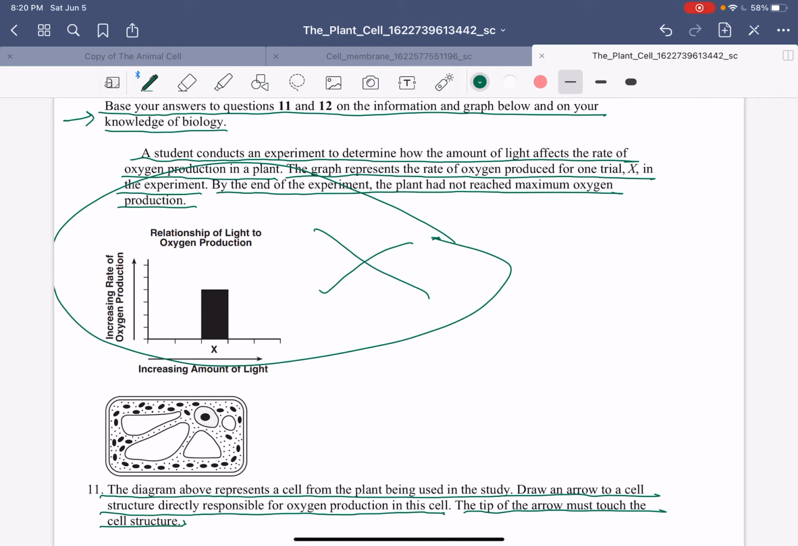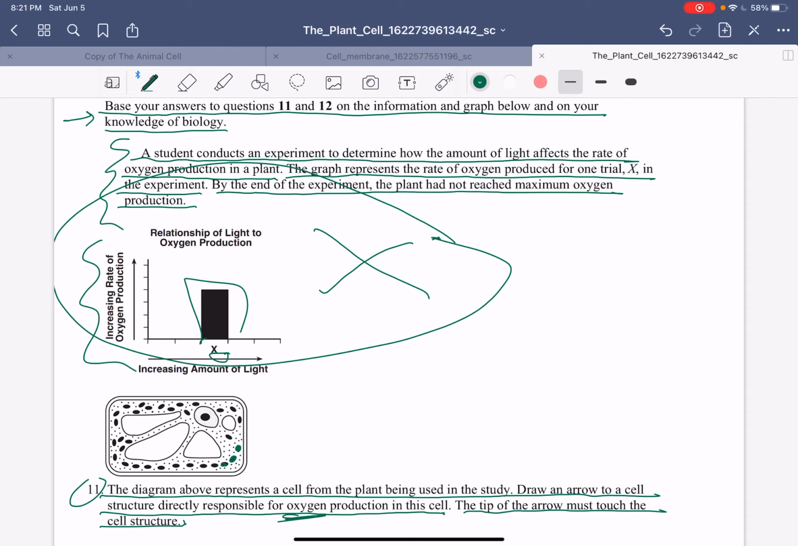Because, well, for question 11, this information might be needed for question 12. But I hate this. I hate when they have you get all nervous. Look at this graph, look at this X, look at this structure, when at the end, they're going to ask you something so simple. Where is oxygen produced? Oxygen is produced in the chloroplast, because that's where photosynthesis happens and that's where oxygen is made.